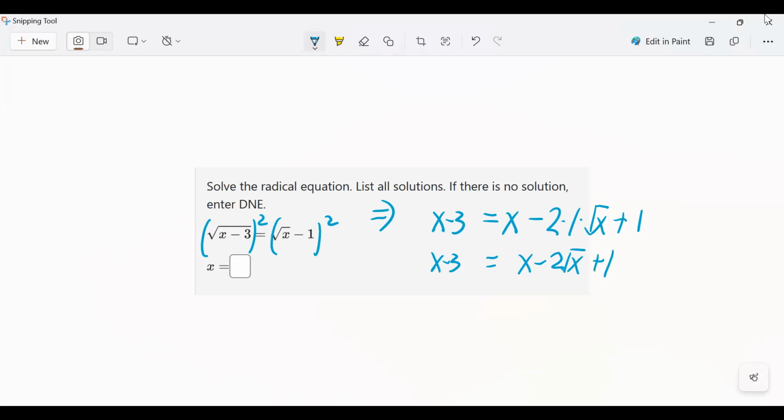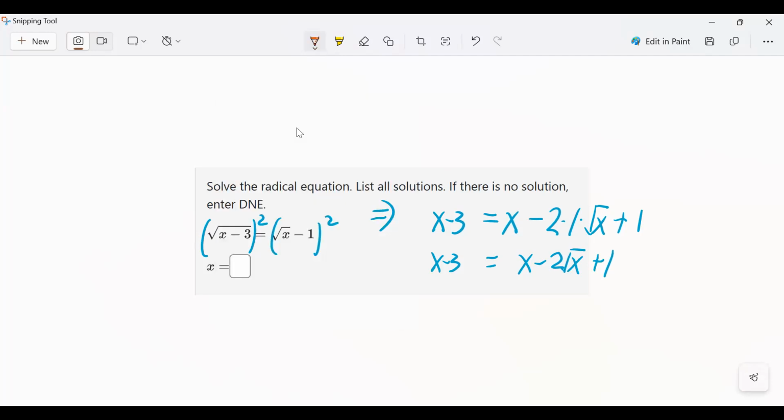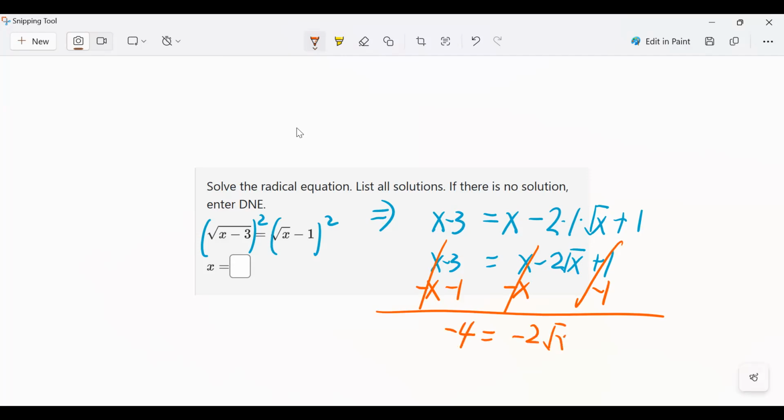Let's simplify. Now we're going to get rid of both variables except the radical on the right hand side. So subtract x, subtract 1, and cancel this, cancel that. This one is gone, x is gone. Minus 4 equals minus 2 radical x. Then divide by -2 on both sides of the equation. Radical x equals 2.